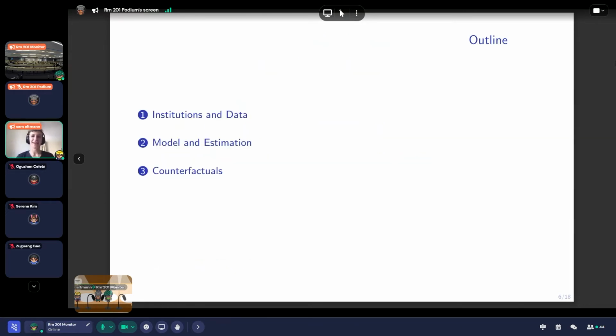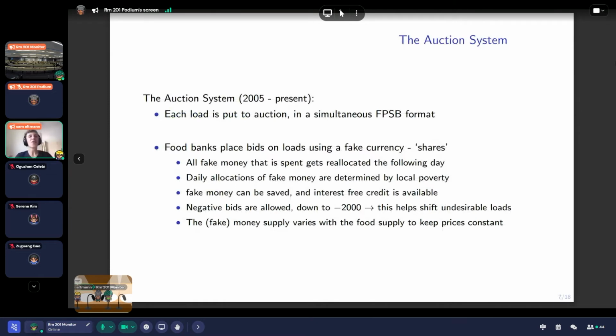The way this auction system works is that every load is put to auction in simultaneous first price format with around 30 auctions happening simultaneously each day. Food banks place bids using this fake money. All the fake money that gets spent gets reallocated at the end of the day.